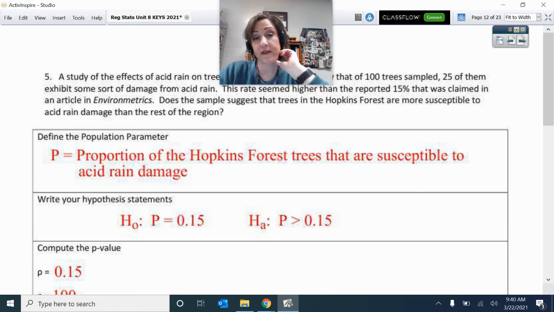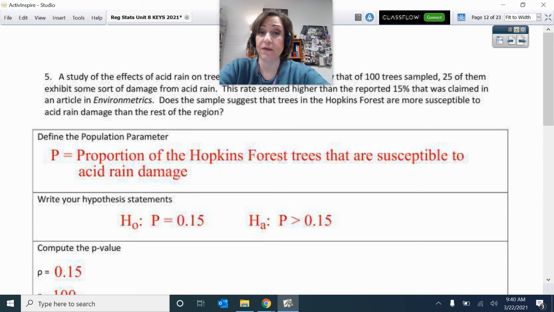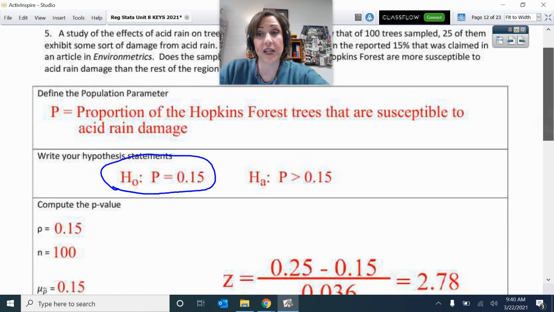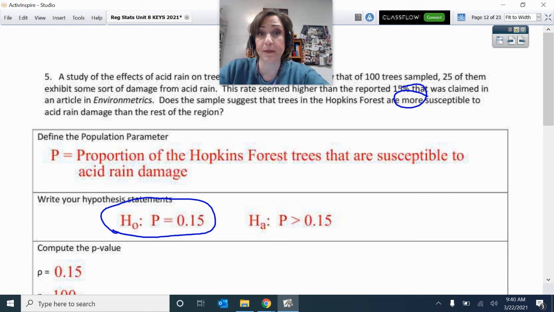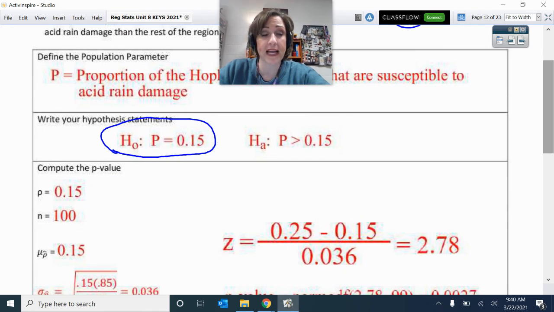So this is studying the effects of acid rain on the Hopkins forest. So we're actually testing the Hopkins forest trees. So our parameter p is the proportion of the Hopkins forest trees that are susceptible to acid rain damage. And if the Hopkins forest trees are like the rest of the region, then it'll be 15% having that damage. But they're afraid that they are more susceptible to this acid rain damage. So we think it's greater than.